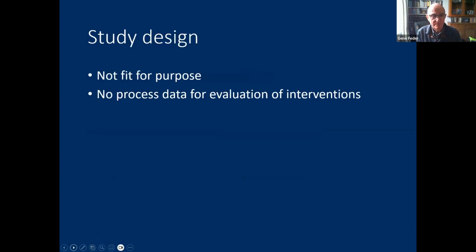Let's move on to the next stage, which is designing the study. The first one I'm not even going to linger on, because of course your study design has to be fit for purpose. How do you decide that?